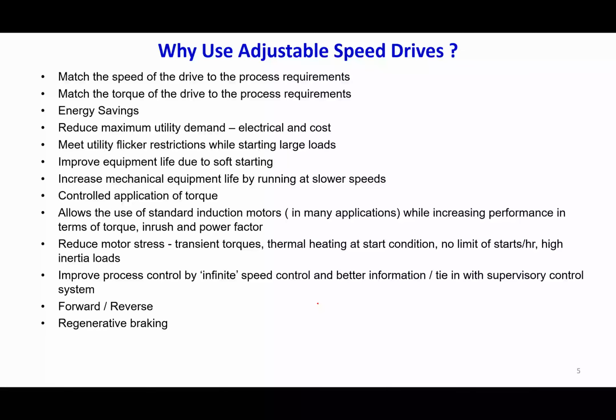So also it improves the life of the motors, because we can control the transient torques, the thermal heating, starting, and also how much is the inertia loads, and also during high inertia loads, the drawing of the high current from the source can be controlled. And we can have forward motoring, forward generation, reverse motoring, and reverse generation operation. And also we can have regenerative braking. That is, we can have the energy from the motor feeding back to the source.